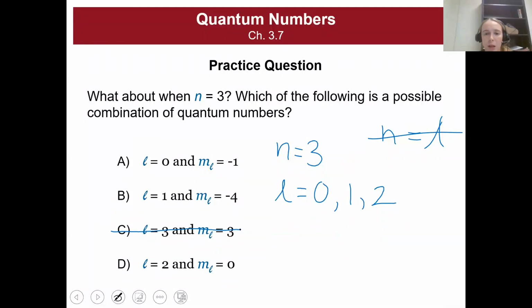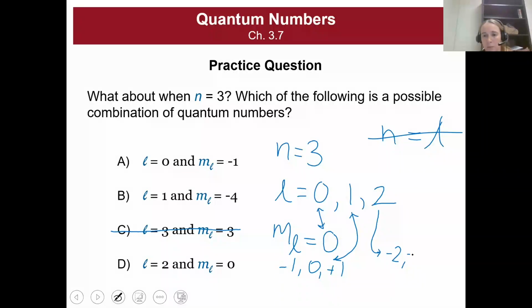competitors. So let's look at m sub L. So m sub L has to be 0 when L is 0. What about when L is 1? When L is 1, we've got -1, 0, +1, like I showed you before. What about when L equals 2? So we can go to plus or -2. So -2, -1, 0, 1, 2. Those are all of our options for m sub L based on our L value.